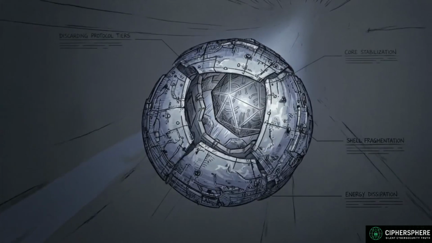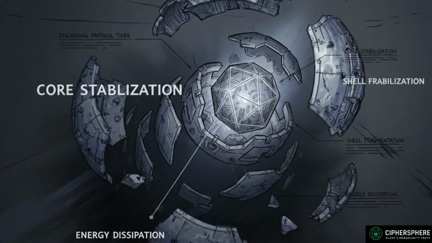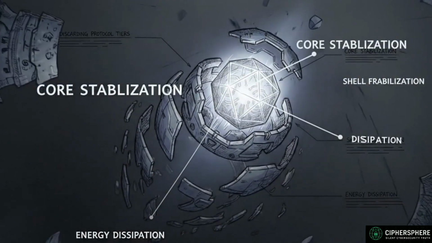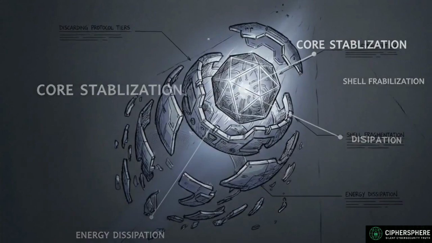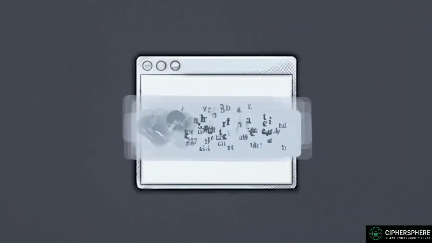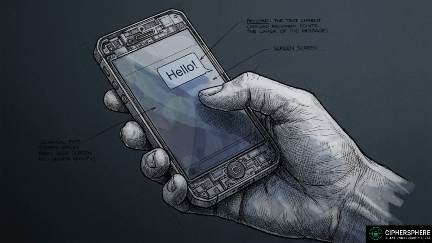At the destination server, the process systematically reverses. In milliseconds, headers are stripped, packets are reassembled, and the payload is decrypted. The decapsulated data is finally rendered by the application layer. On the receiving screen, your message simply appears.